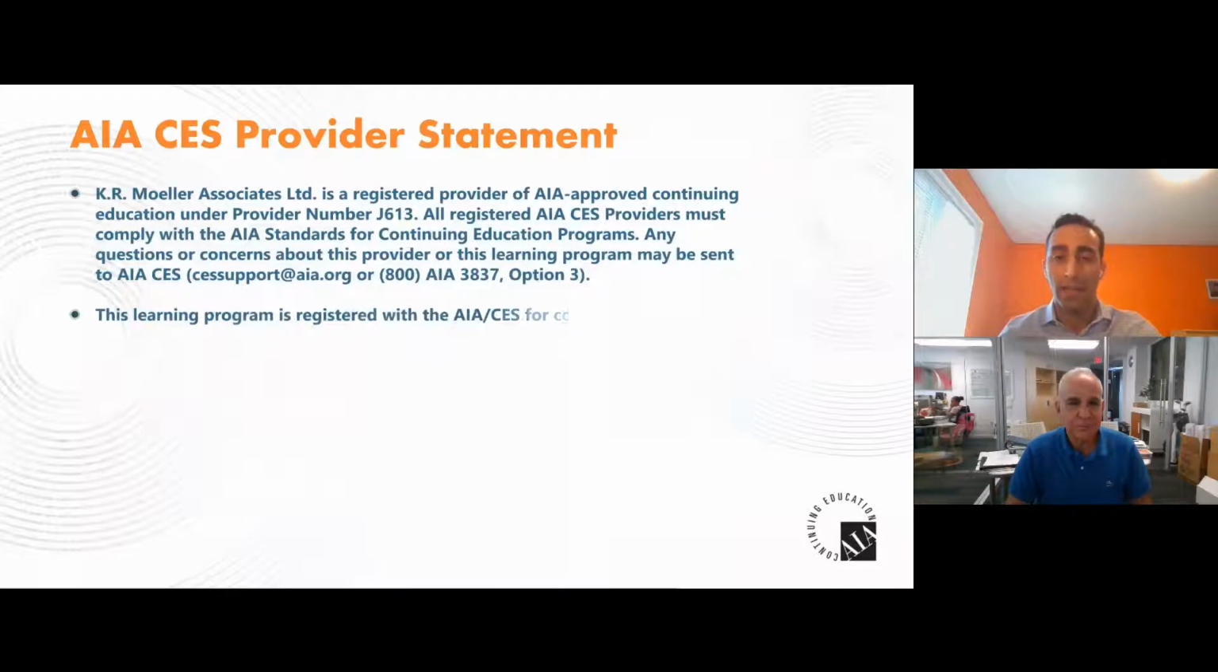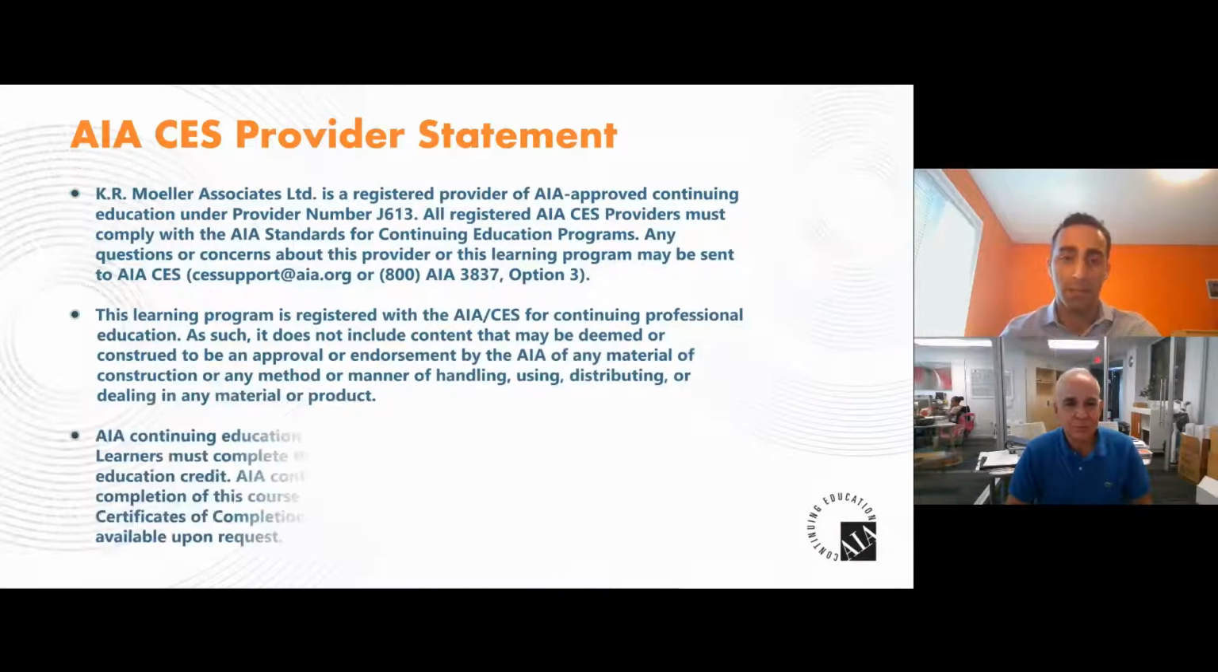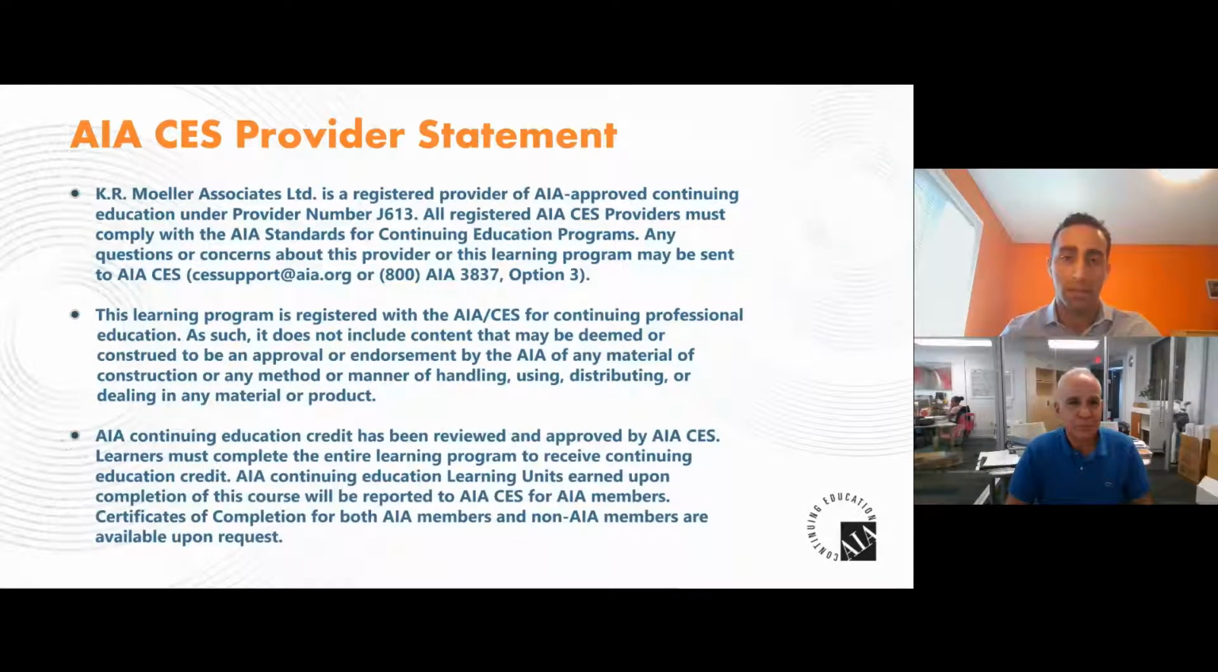So here we have the AIA CES provider statement. It indicates that the course is being offered by a registered provider and that you'll earn a course credit at the completion of it.